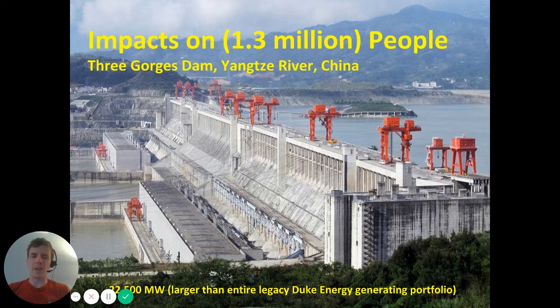Now this dam is gigantic. Its installed capacity is 22,000 megawatts. So this is larger than the entire legacy Duke Energy generation portfolio. It's about the same amount of hydropower capacity that's owned entirely by BPA in the Pacific Northwest.